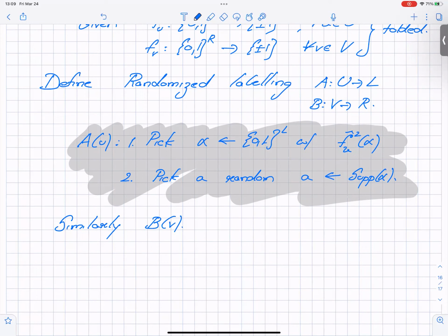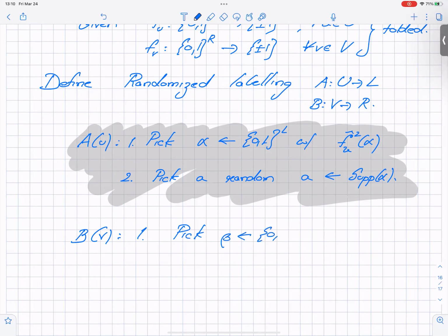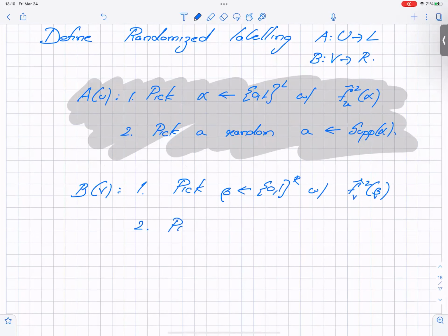Now we will sample it from g at alpha, or a at alpha, and do the same thing for f_B. But in the expression we don't have g hat beta squared, we only had f hat. That is true. So we'll have to do this: pick beta from {0,1}^R with probability f hat v squared of beta, then pick a random b in the support of beta.